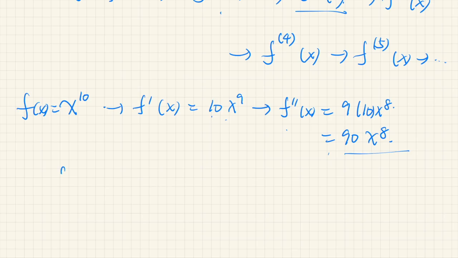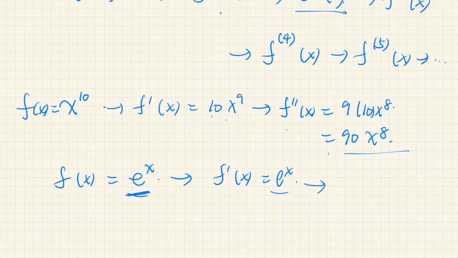And another simple example is f of x is equal to e to the power of x. If you differentiate this, it doesn't change, right? And so this is again the same function as this one. So we can differentiate forever, infinitely many times. Next, let's consider a function that is not infinitely many times differentiable.